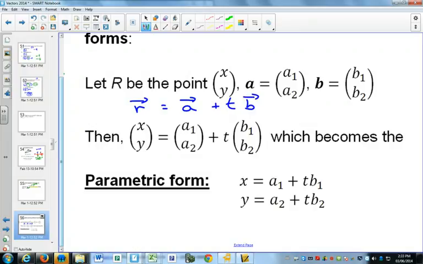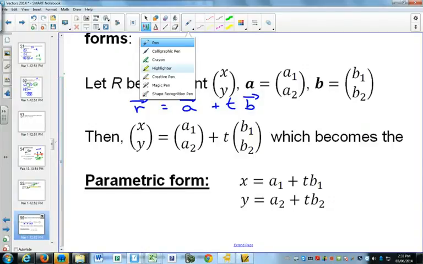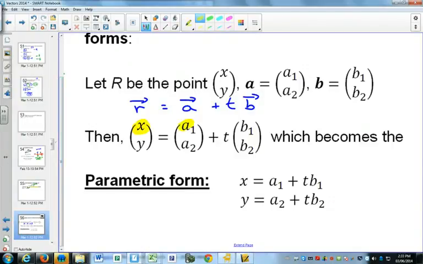So the parametric form is saying, just look at your x-coordinates. If I just look at my x-coordinates, then x is equal to this, and this gets multiplied by t. So I get x is equal to a1 plus t times b1. And if I just look at my y-coordinates, my y is a2 plus this b, which will also get multiplied by that t. And this is called the parametric form.